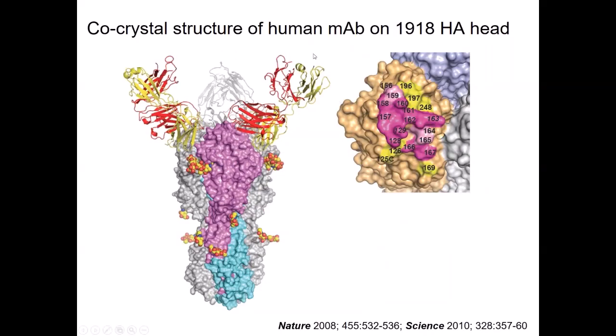The more typical antibody that people measure in neutralization or hemagglutination inhibition antibodies is a receptor binding domain specific antibody. So this is three copies of a Fab in ribbon representation on a space filling form with glycans of the 1918 HA. And the receptor binding domain is right up here on the top of the head, and this binds sialic acid, which is the receptor for influenza.